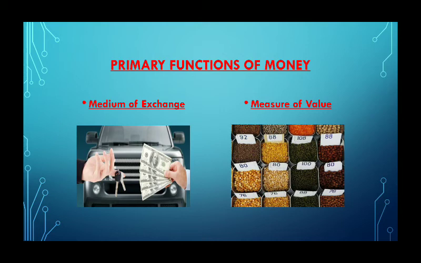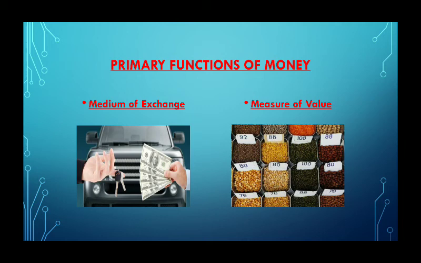Here you can see a person buying a car in exchange for money. So, money can be exchanged with any good or any commodity. The second important function is measure of value. Yes, money acts as a common measure of value or a unit of account. We can express the value of any commodity in terms of money, and that value is called price.